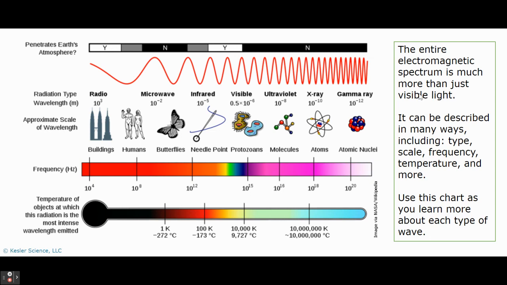So the entire electromagnetic spectrum is more than just visible light. Again, we just listed all the different things that are on the spectrum. We've got radio waves, microwaves, all the way to gamma rays. It can be described in many ways, including the type, so the type of waves here, or the scale, so how the size of the wavelength, to the temperature, to the frequency, and some other ways. So we're going to be using this chart to help us organize the electromagnetic spectrum, and you also have a part of this, like this top section here in your notes.